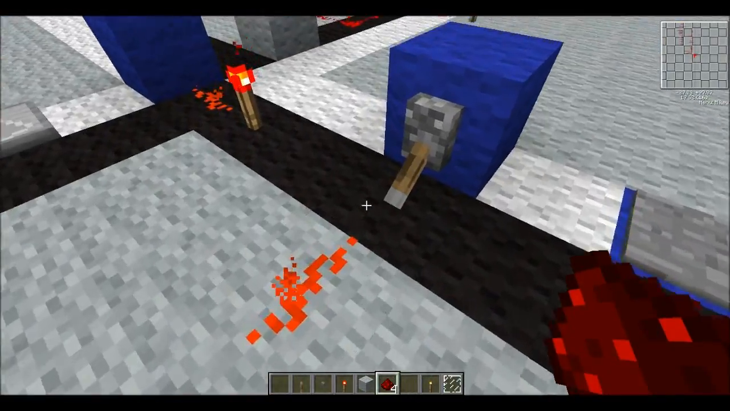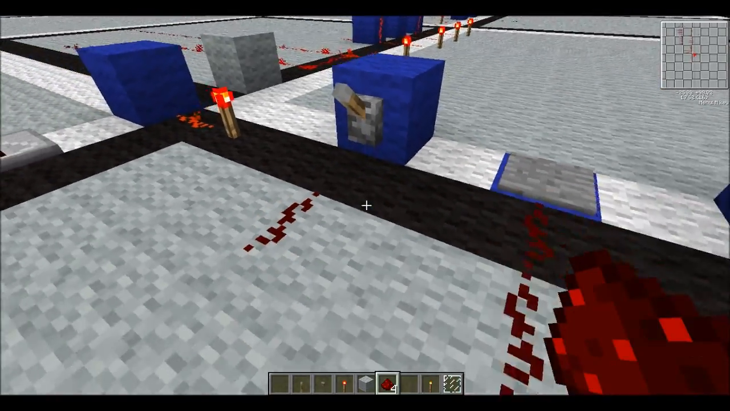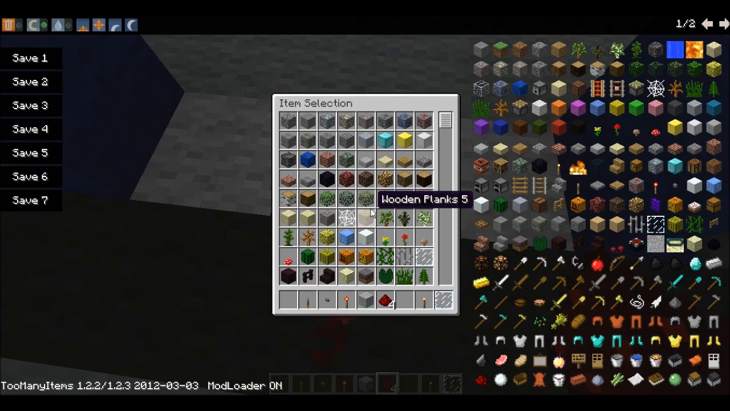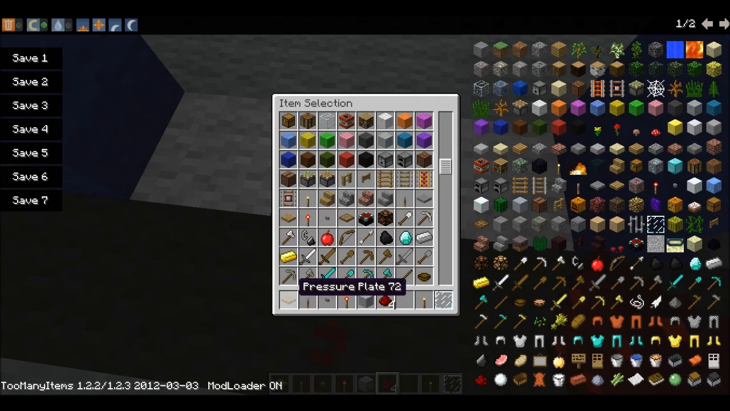Levers will transmit power as long as the lever is pulled down. Down is the on state, up is off. The next one is the pressure plate. There are two kinds of pressure plates. There's also a wooden one, which I don't have out yet. I should probably put one down. Here's a wooden pressure plate.